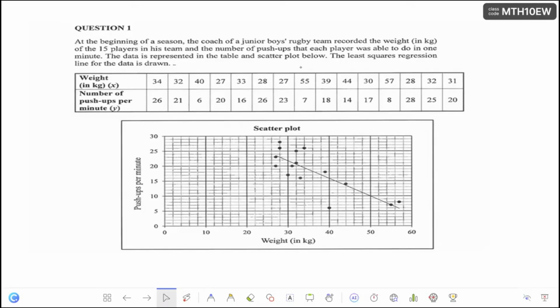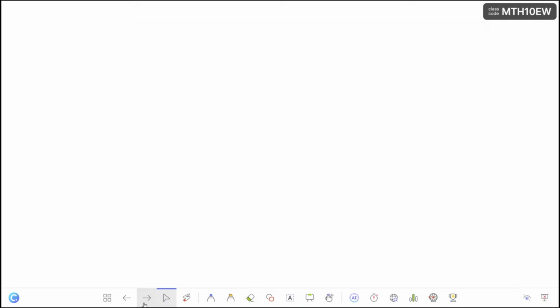Question 1, they said: at the beginning of the season, the coach of a junior boys rugby team recorded the weight in kg of the 15 players in his team and the number of push-ups that each player was able to do in 1 minute. The data is represented in the table and scatter plot below. The least squares regression line for the data is drawn. Here we have x, which is weight, then we have y, which is the number of push-ups per minute. So, okay, let's check question 1.